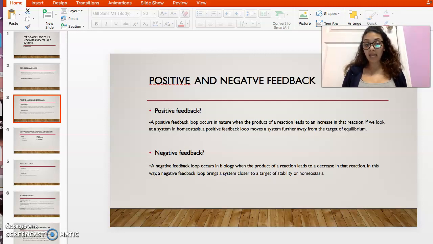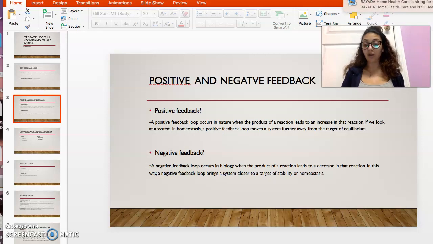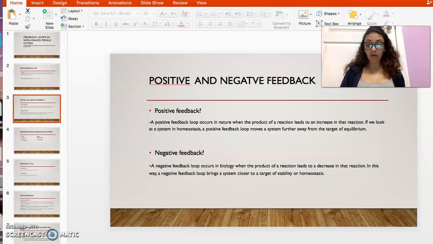So a negative feedback now, the loop occurs in biology when the product of a reaction leads to a decrease in that reaction. In this way, a negative feedback loop brings the system closer to a target of stability or homeostasis. So they're opposites. Positive feedback brings you away from homeostasis, negative feedback brings you closer to homeostasis. Adding on to positive feedback, examples would be contractions in childbirth or ripening of fruit. Now, examples of a negative feedback would be regulation of blood glucose and osmoregulation. So anything that you would regulate, thermoregulation, stuff like that.